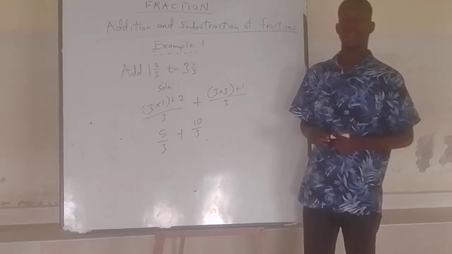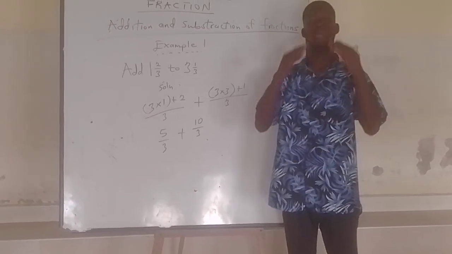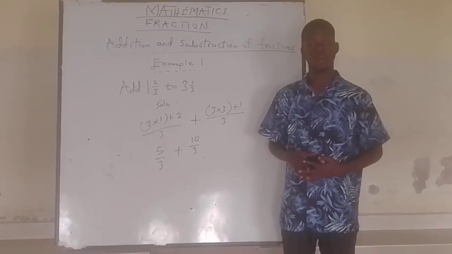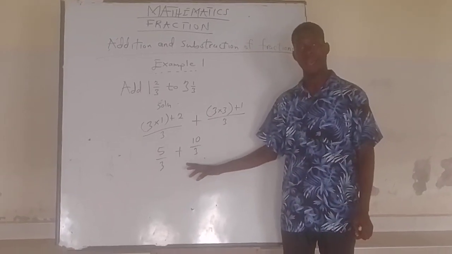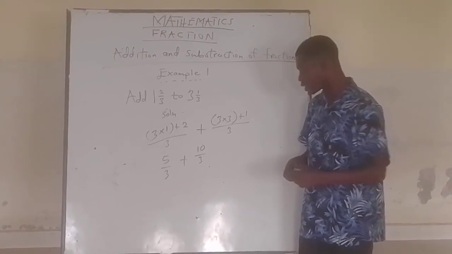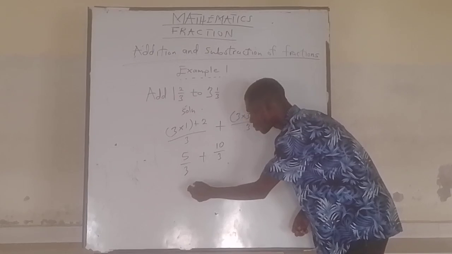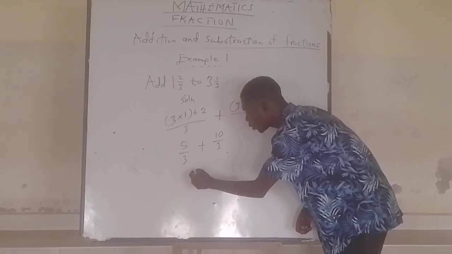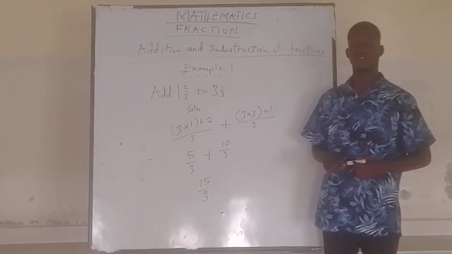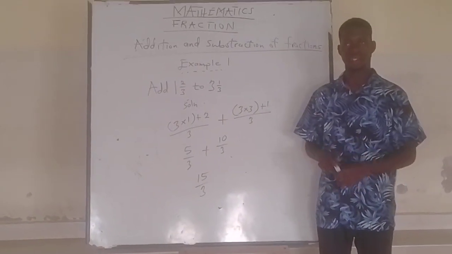Now we can see that they have the same denominator. As a matter of that, you can continue with the operation. The operation sign here is plus, that's addition. So you add the numerators, you get 15 over 3.